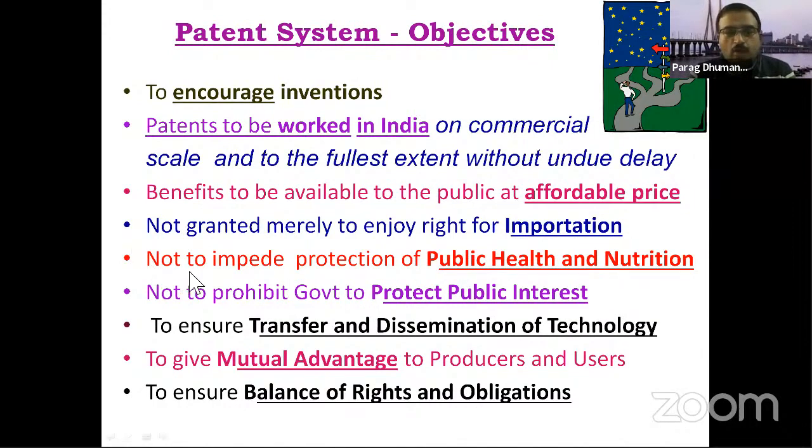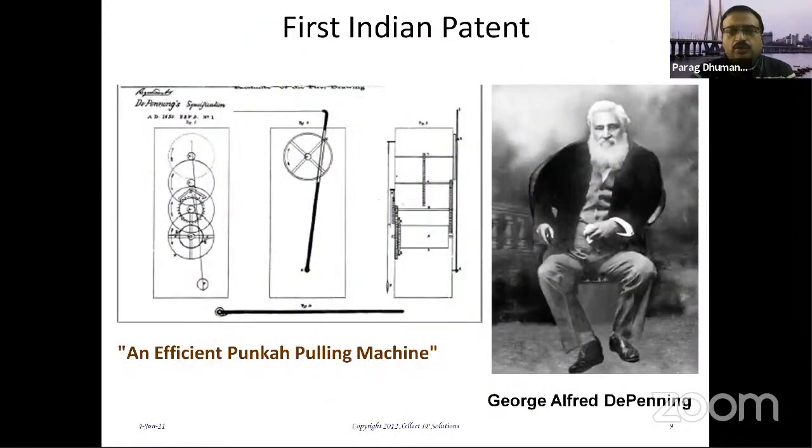The government keeps the rights of the patents related to public health and nutrition. They can release the patent in the wider public interest. They can transfer or disseminate the technology for mutual advantage to the producers and the users, and it strikes a good balance between the rights and the obligations. So just for interest, this is the first patent granted in the Indian Patent Office, an efficient Pankha pulling machine in the royal courts.